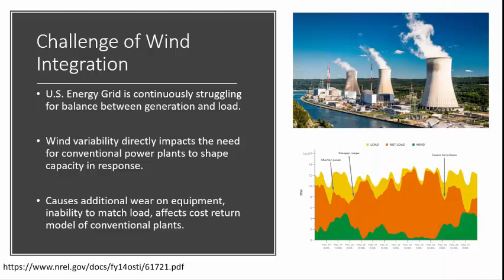data. The U.S. energy grid requires a constant balance between generation and load, and because of the variability in wind production, it makes it difficult to integrate into the system. Also, constant starting and stopping of turbines puts a lot of wear and tear on conventional plants.